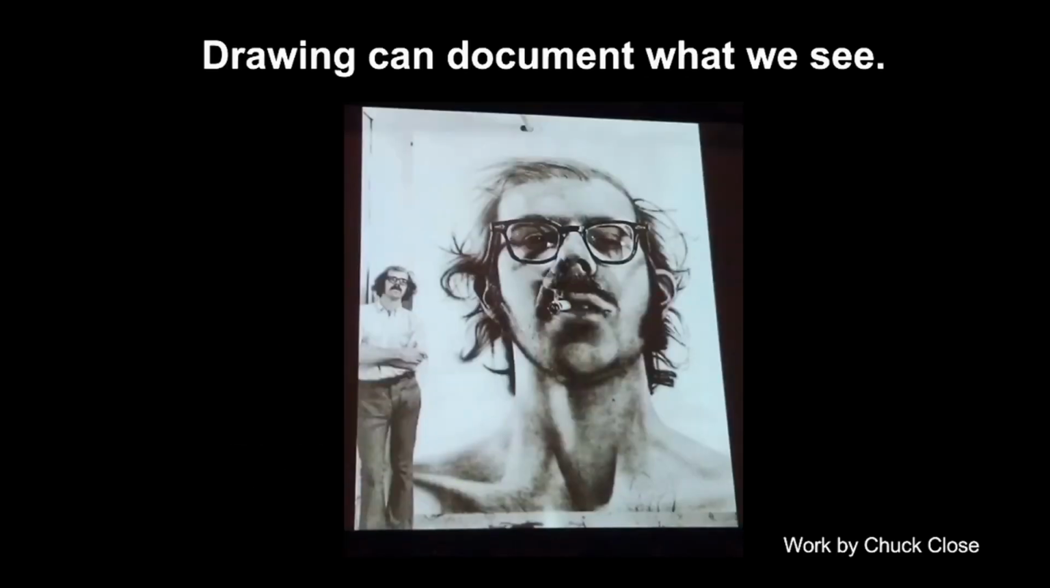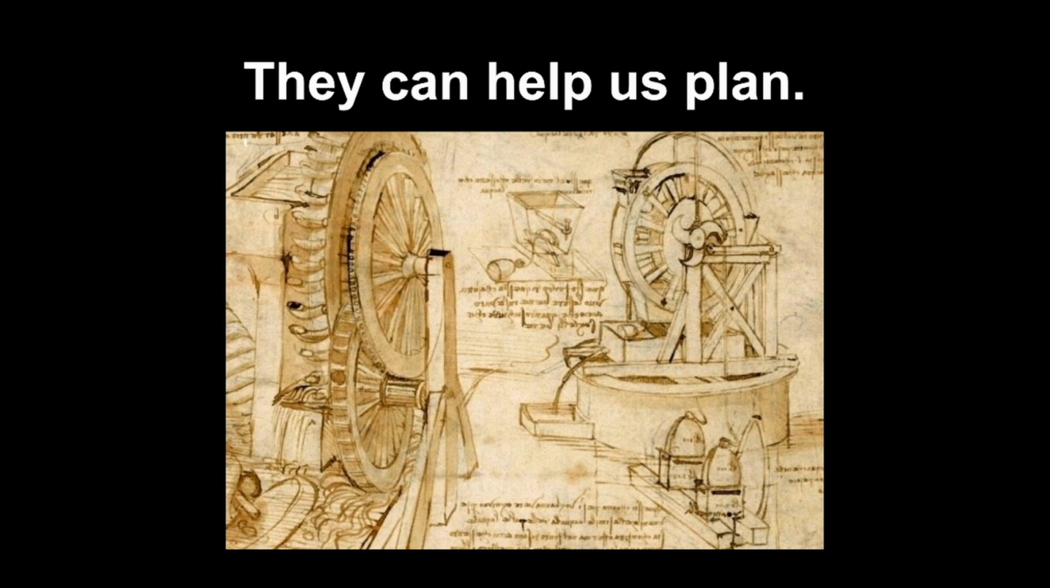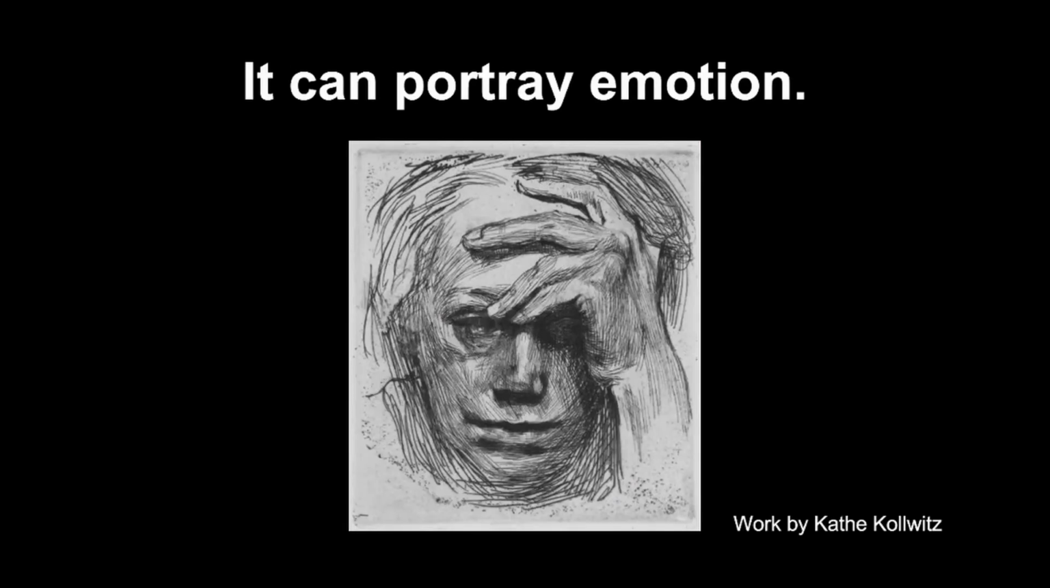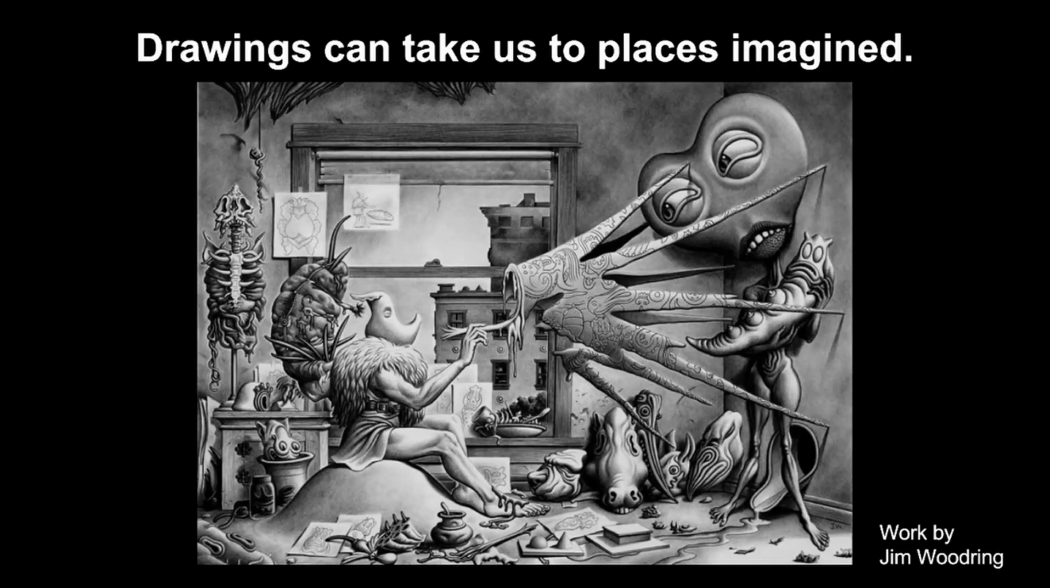Drawing has a lot of different roles. It can be used to document what we see. It can be used to help us plan. So you might be in this class wanting to get better at drawing things that you see. Some of you might be photographers or graphic designers or sculptors, and drawing's used in lots of different fields to help us plan out things. Architects use drawing. All types of engineers will use drawing. Drawing can also help portray emotion, so the mark is very expressive. There are lots of different ways of portraying moods and feelings through our mark making. And it can take us to places imagined, places unseen, like this weird surreal drawing by Jim Woodring.